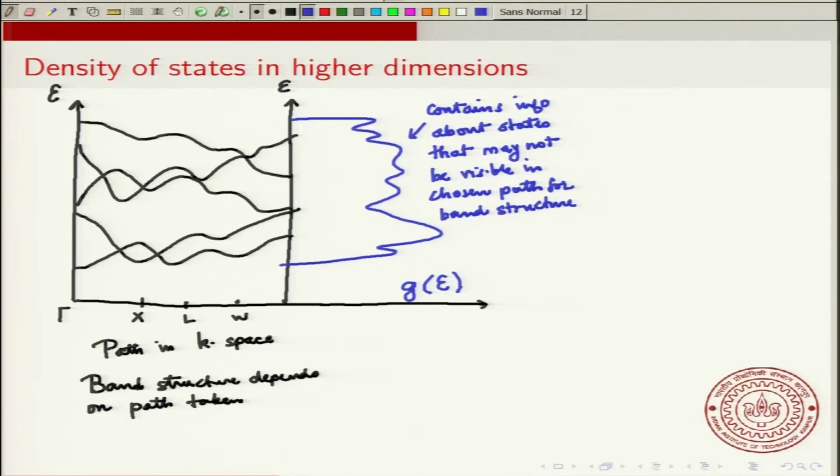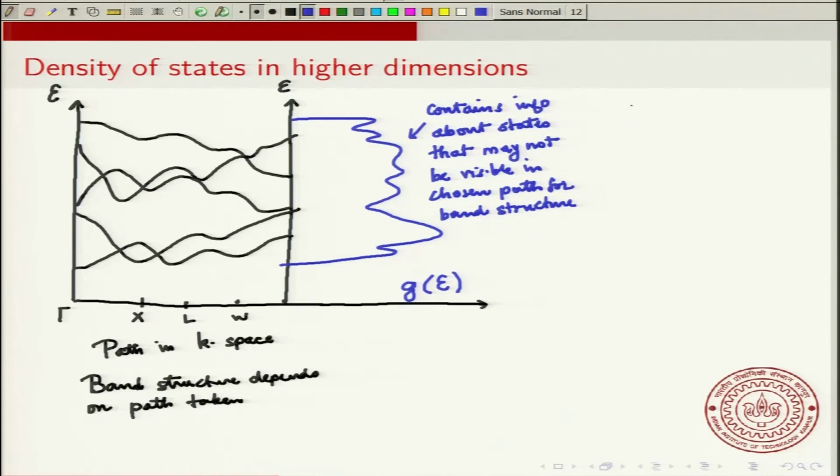Now, formally, how do you understand the density of states? We said that we need to write the number of states between E and E plus dE as g of E dE.